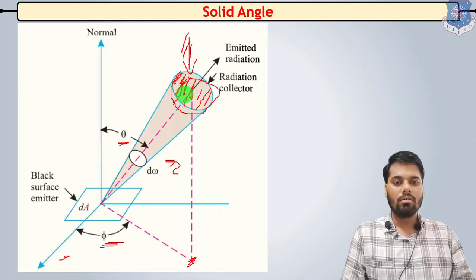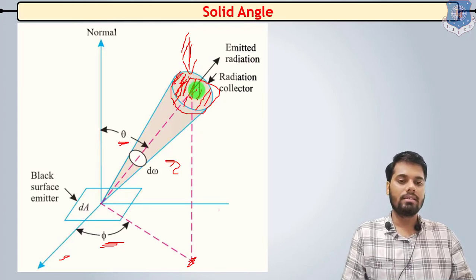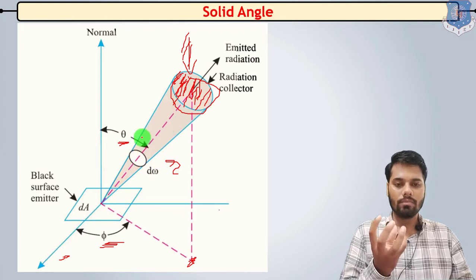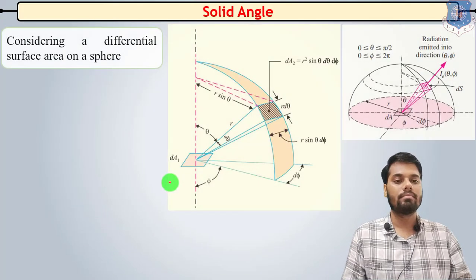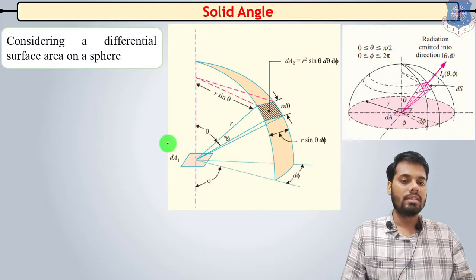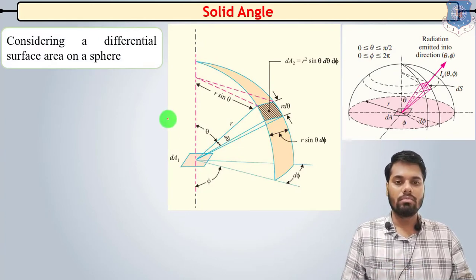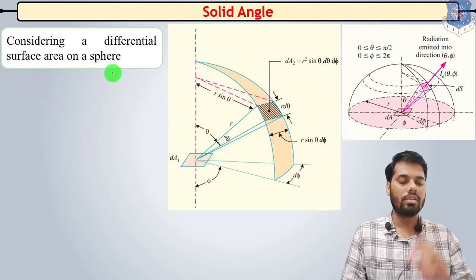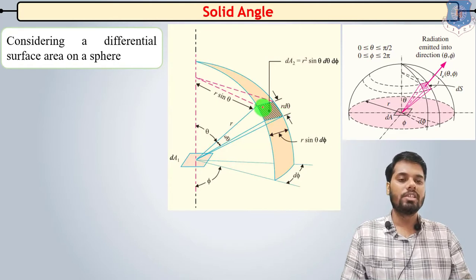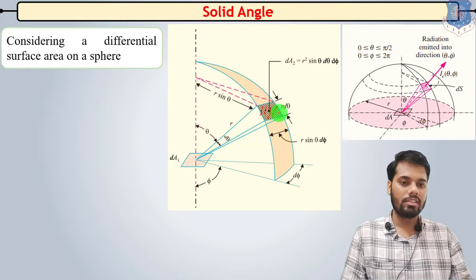Now suppose this area is circular or of uneven shape. Connecting all the end points with the center of the sphere creates a solid angle, which is denoted by d omega. Clear? Now let's understand in depth how the surface area of the sphere satisfies our equation. Here we have considered a differential surface area on a sphere.